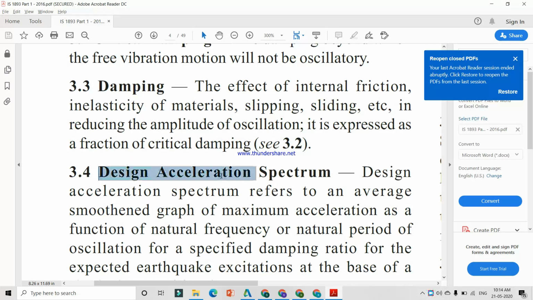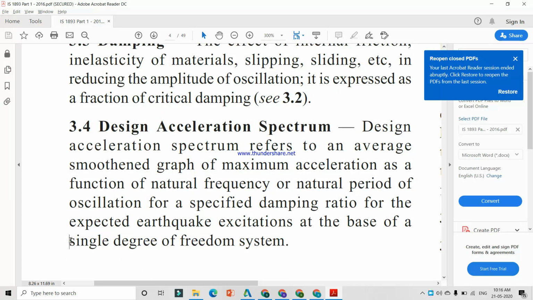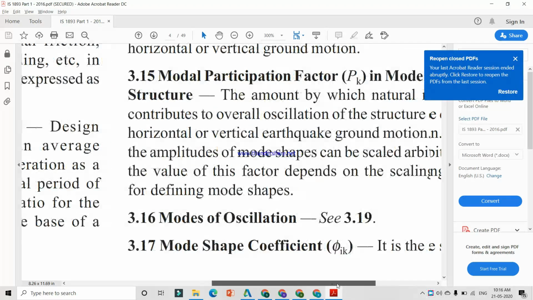Next is the design acceleration spectrum. Acceleration spectrum is the graph of maximum acceleration as a function of natural frequency or natural period versus specified damping ratio. Basically, the design acceleration spectrum is based on a single degree of freedom system. A single degree of freedom system means the mass is allowed to travel only along the spring elongation direction. That means the mass moves in only one direction, not more than one direction.